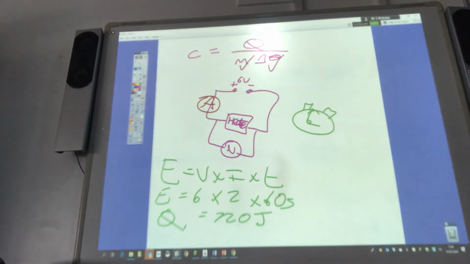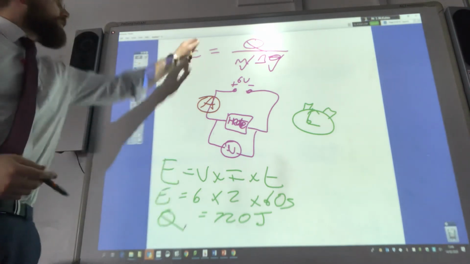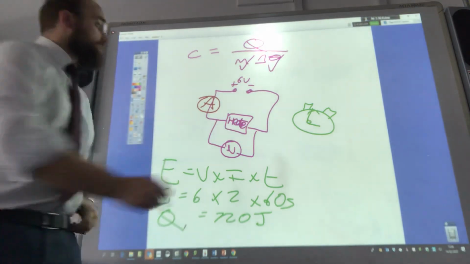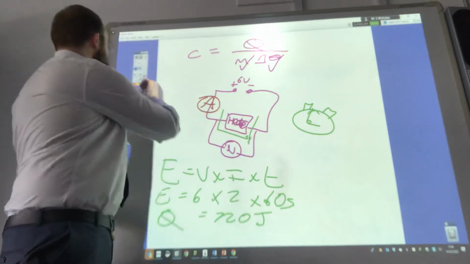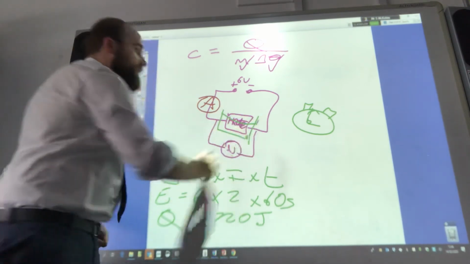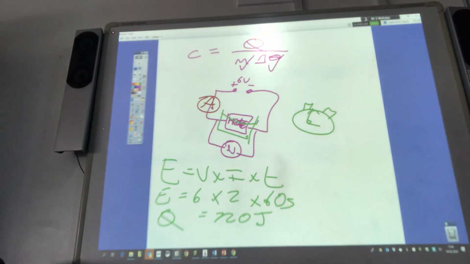I've now figured out the Q, I've got the M, I've got the delta theta, so I can figure out the specific heat capacity of the cup of water, this green water apparently. My heater will be inside my cup of water, and that's that. Core practical, specific heat capacity.